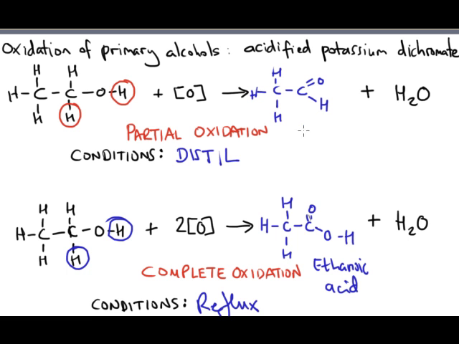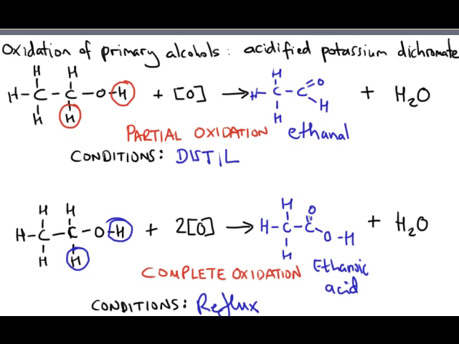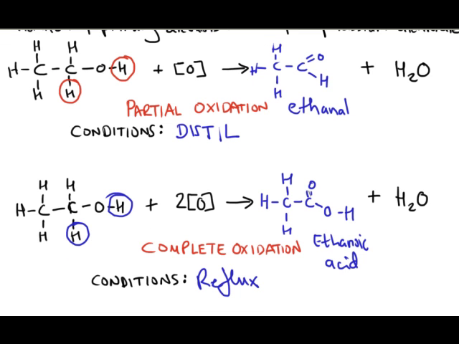Just to write the name of this, you have partial oxidation with distillation and less of the potassium dichromate, you form ethanal. When this reaction takes place, you do actually go via ethanal first, and then the ethanoic acid when the complete oxidation occurs.